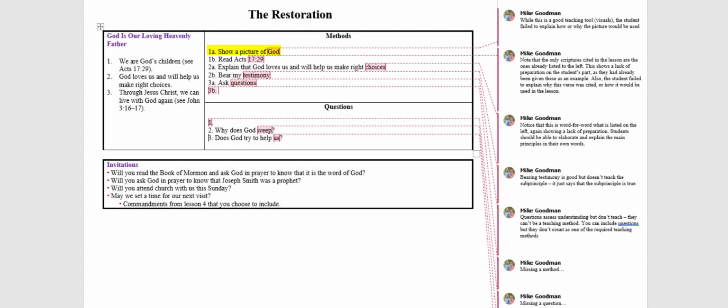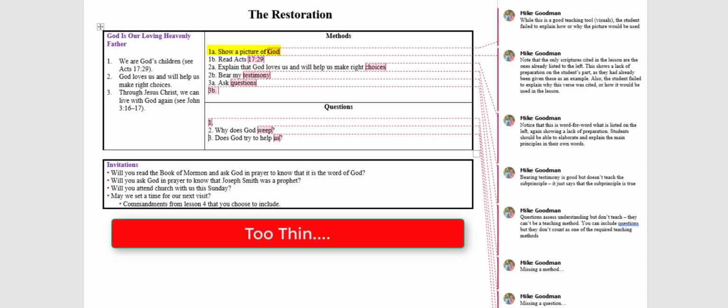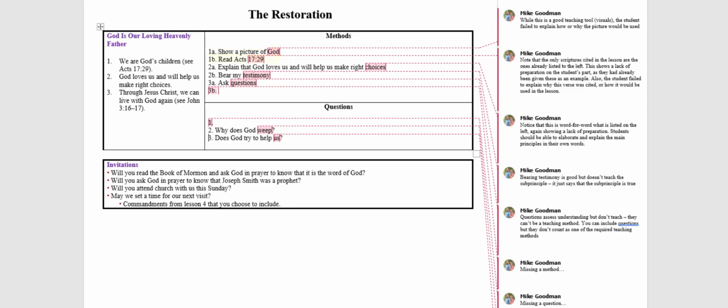Another problem with the original teaching idea is that it is thin. It lacks depth and detail. Generally, if your method is only 1 or 2 short sentences, you'll probably want to add some more detail to flesh it out. Look at the second principle. Read Acts 17:29. Scriptures are amazing, so we hope you'll use them. Use them lots. But the student didn't show how they would use that, or even why they'd use that scripture. To make this method better, explain how you will use the scripture to teach the sub-principle.